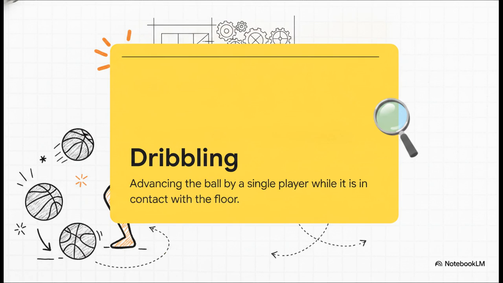Now, to actually play the game Naismith invented, you must master a few fundamental skills, and the biggest one is dribbling. It is the legal, foundational way to advance the ball while keeping it in contact with the floor. Without this, the whole game just breaks down.